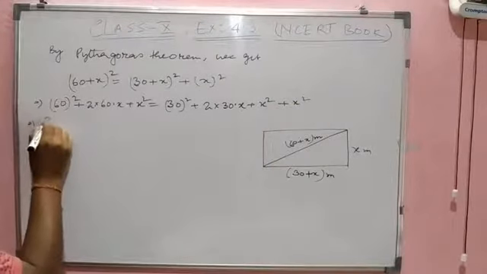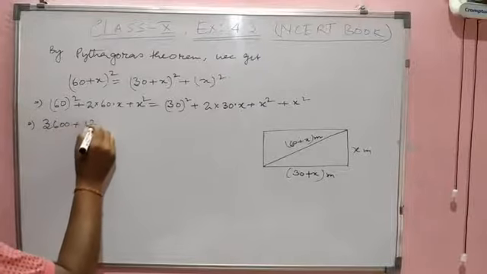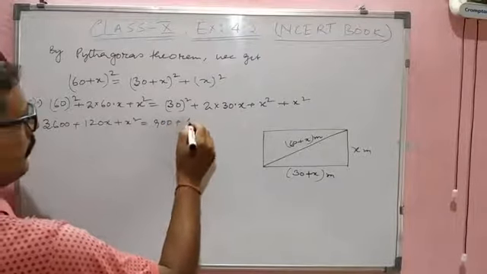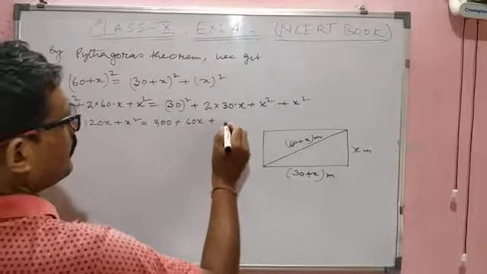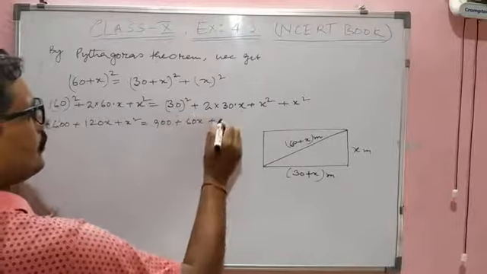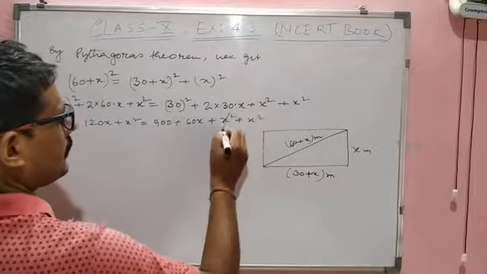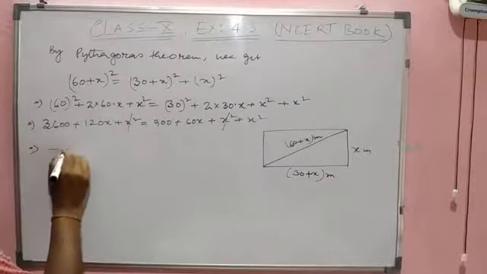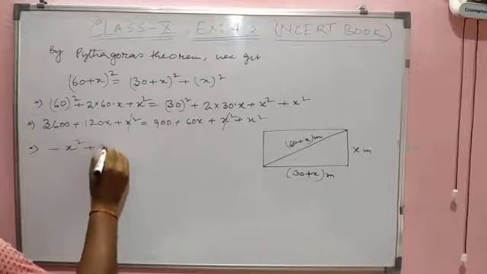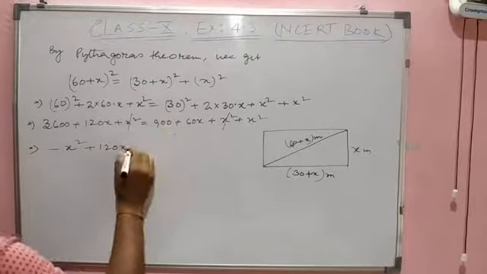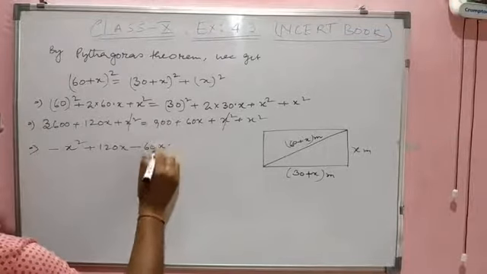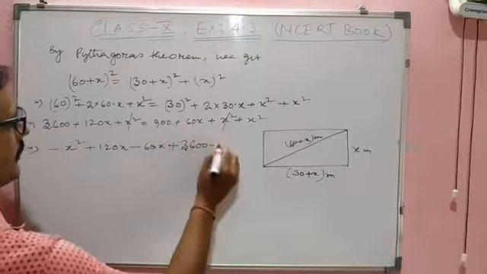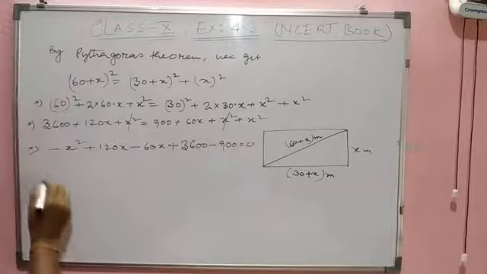So we get this as 3600 plus 120x plus x square equals 900 plus 60x plus x square plus x square. Now this x square cancels from both sides, thereby we get, transferring this side, minus x square plus 120x minus 60x plus 3600 minus 900 equal to 0.